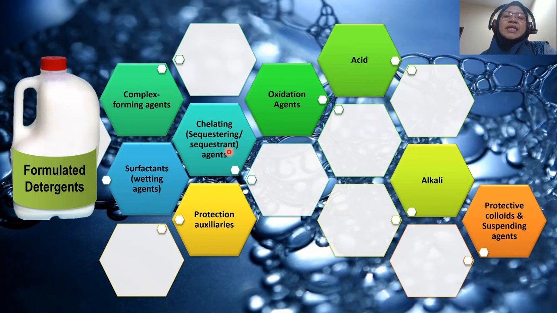Sequestering agents or chelating agents are water conditioners that can bind calcium and magnesium ions, thus soften the water and prevent the buildup of mineral deposits. Complex forming agents can only bind one metal ion per molecule. Oxidation agents can boost cleaning effect, for example, hypochlorite and perborate. Protection auxiliaries are additives that function to protect sensitive surfaces. Protective colloids and suspending agents are used to prevent particle redeposition on the clean surface and protect the surface as well.